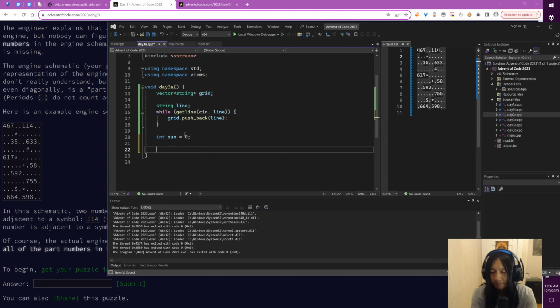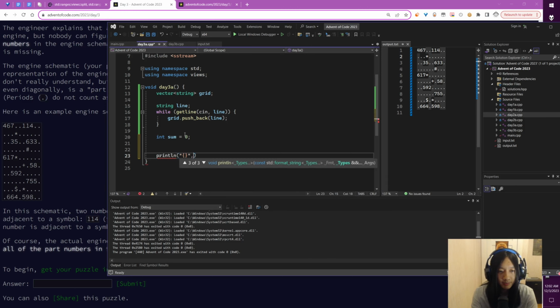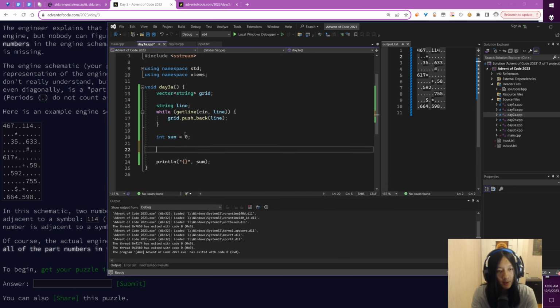So we have a sum. At the end, we'll print out that sum. Now we can do some pretty bad loops. I wouldn't really like to do it like this, but oh well.